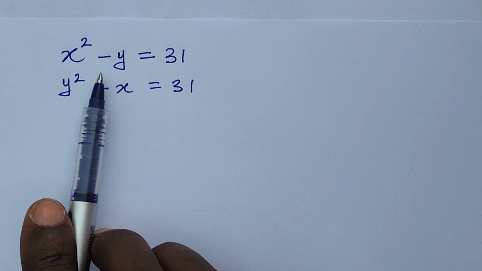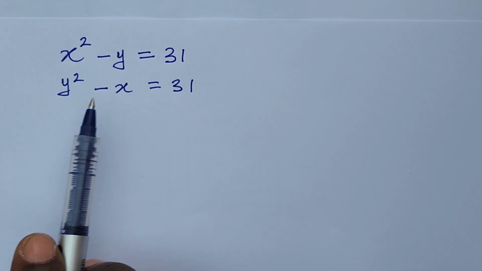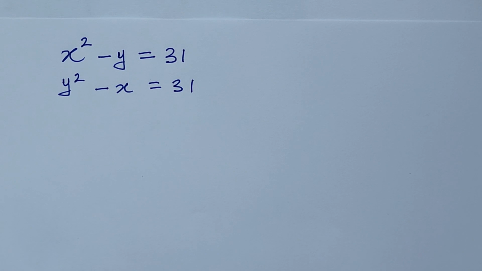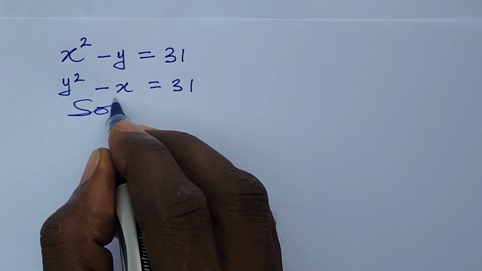Here we have an Olympiad question. x to the power of 2 minus y equals 31, and y to the power of 2 minus x equals 31. So what are the pairs of x and y that will satisfy these expressions? Okay, so from here, let's take cancellation.